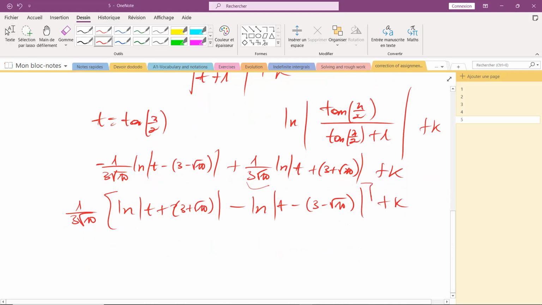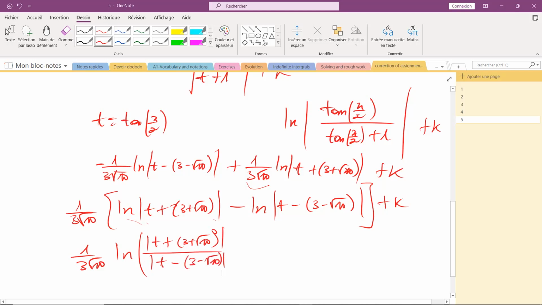When you do this, you know that this is like ln of a minus ln of b. This becomes 1 on 3 root 10 ln of, in brackets, the absolute value of t plus 3 plus root 10, you close your absolute value, all over the absolute value of t minus 3 minus root 10. You close it. Now, you also know that the absolute value of a all over the absolute value of b is the absolute value of a on b. So you apply it here. This, you have it plus your k.